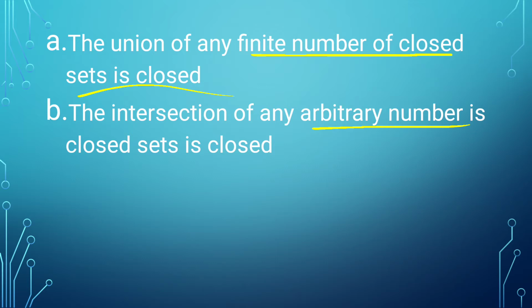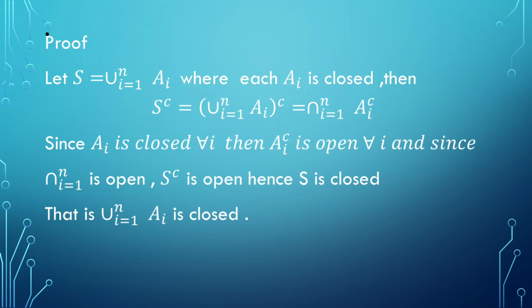So those are the two parts. Let's prove them. Proof for the union: we let a given union be defined in this form S, where each A_i is closed, because we are talking about a union of a finite number of closed sets. So these A_i are closed sets. If you get the complement of these, which we know should be open by the last principle.